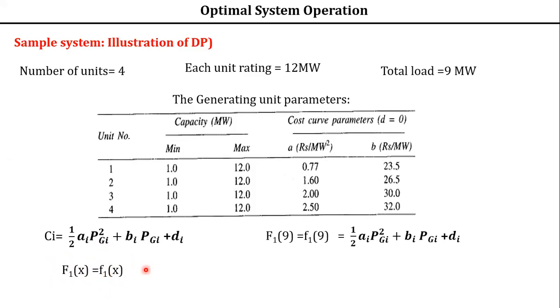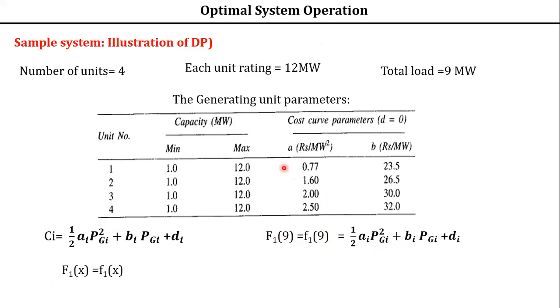So let us take the total load as 9 megawatt. To meet this 9 megawatt, what is the total generation required? Only 9 megawatt is required. So the generation here is 9. Substitute that in this equation, which is half Ai PGi square plus Bi PGi plus Di. Now this is for unit 1, right?